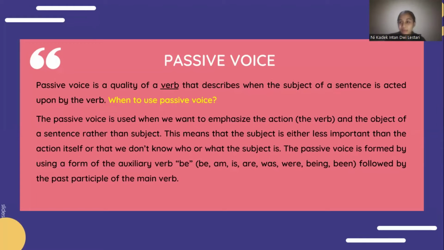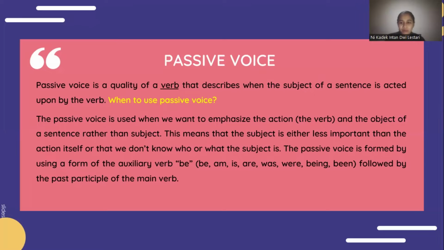So let's move to passive voice. Passive voice is opposite to active voice. Passive voice is a quality of a verb that describes when the subject of a sentence is acted upon by the verb. So, when to use passive voice? The passive voice is used when we want to emphasize the action or the verb and the object of the sentence rather than the subject. This means that the subject is either less important than the action itself or that we don't know who or what the subject is.